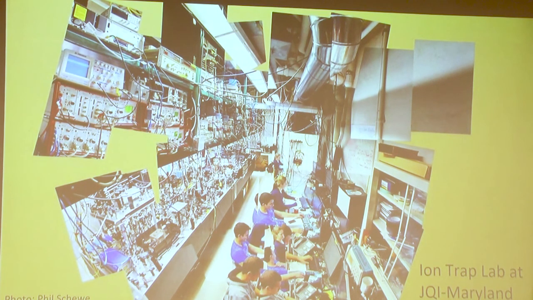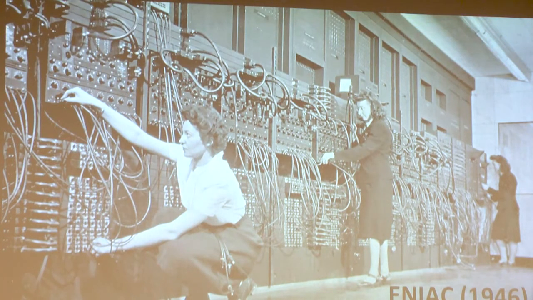We have these great qubits. Boy, I wish we could control them. So I always show this picture alongside this one, which is the old vacuum tube ENIAC, where people had to maintain the vacuum tubes constantly, very unreliable.